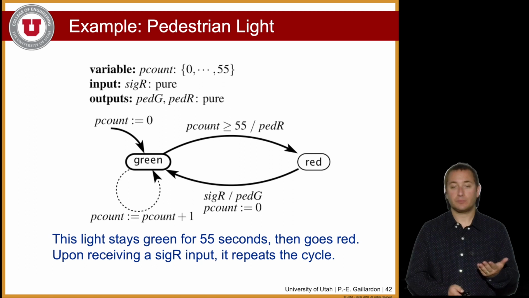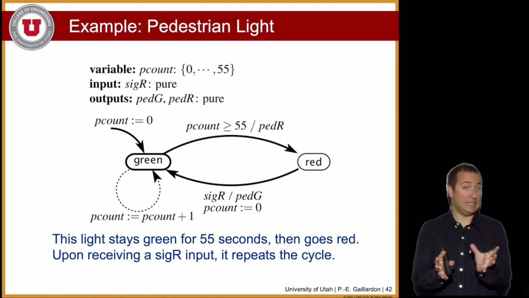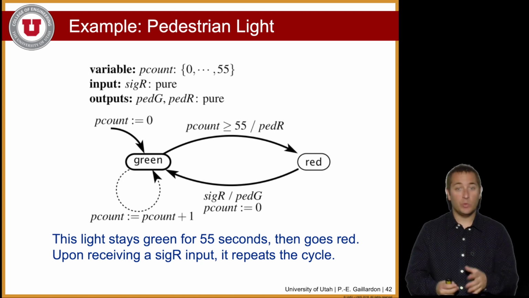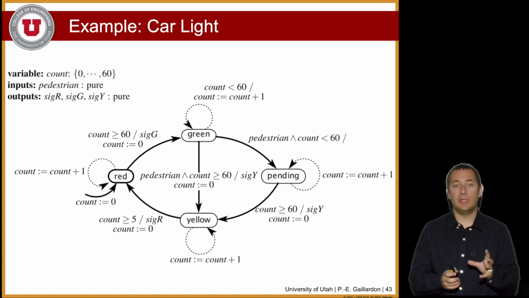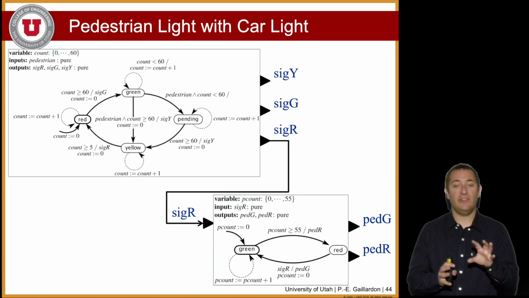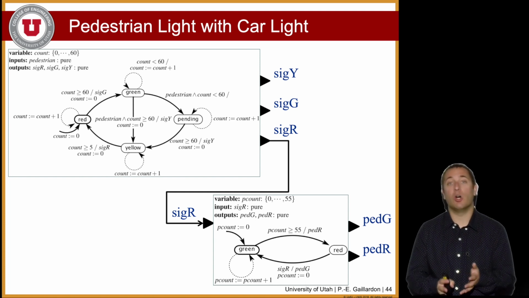So we have a fully independent finite state machine though, with some inputs, sig r and ped g and ped r, and some variables. But then you will be able to connect them together with our previous example, cascading sig r, the output of the first one, into sig r of the second one.